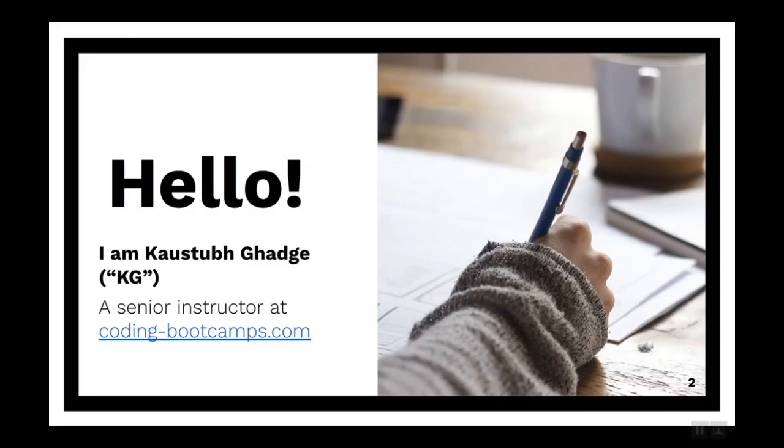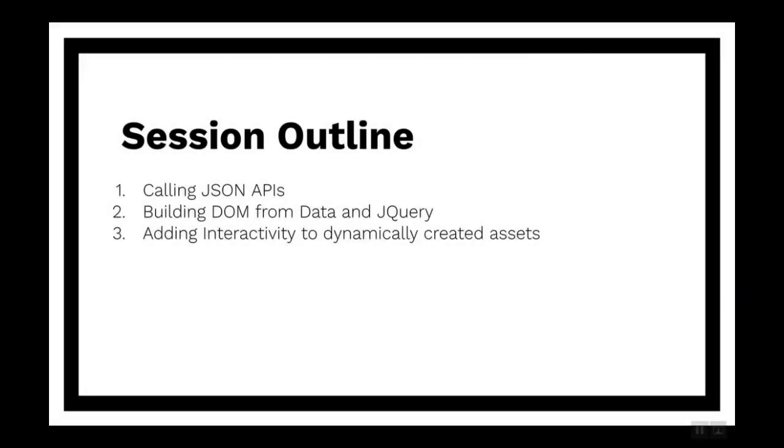I'll be covering session 10 of this Intermediate JavaScript course today. Before we begin, let's look at the session outline. In this session, we'll be covering calling JSON APIs. We'll understand what JSON is and what JSON APIs are. We'll understand how to get the data from calling these JSON APIs and building DOM from it. And we'll also learn about adding interactivity to dynamically created assets.